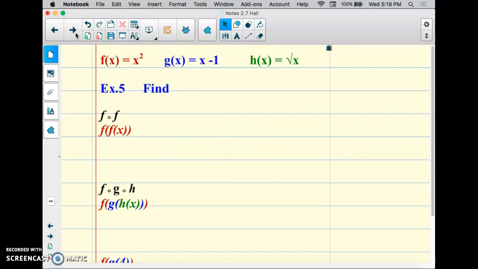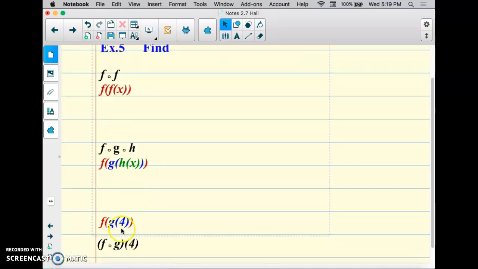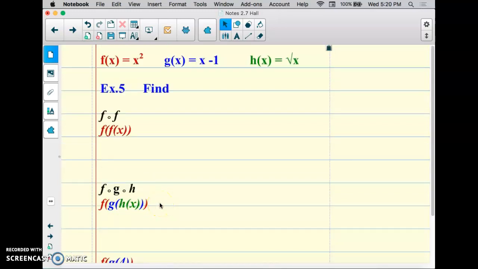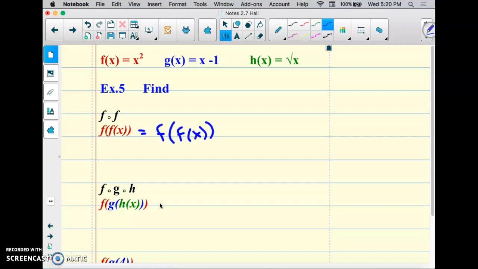Okay, so now what I want to do is find these functions. Example 5: I want to find f of f, f of g of h, and f of g of 4. If I do that, f of f just means plug f back into itself. So f of x means take f of x and plug it back into itself. I have x squared. In the place of x, I'm going to plug x squared, which is just x to the 4th.